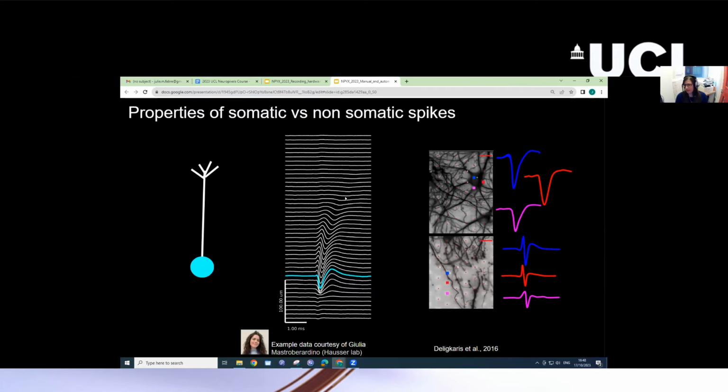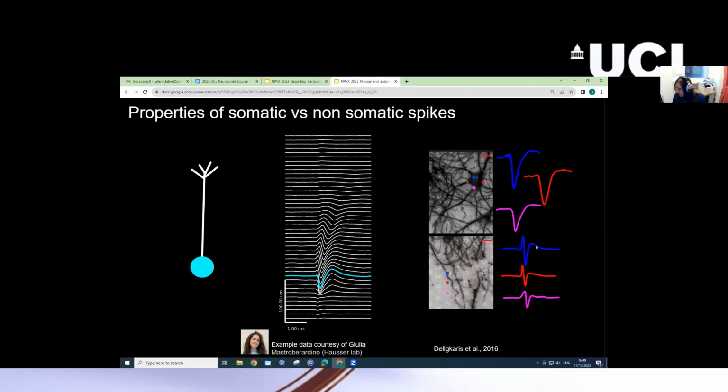Thankfully, non-somatic spikes have characteristic features that distinguish them from somatic ones. Here you can see an example pyramidal neuron that's been recorded in a way where the Neuropixels probe was parallel to this neuron's dendritic tree. The site closest to the soma, highlighted in cyan, has a nice somatic waveform. As the spike back propagates along the dendrite, you can see that the shape changes drastically. Most particularly, there's an initial peak that is more pronounced or even appears in the dendrite as compared to in the soma.